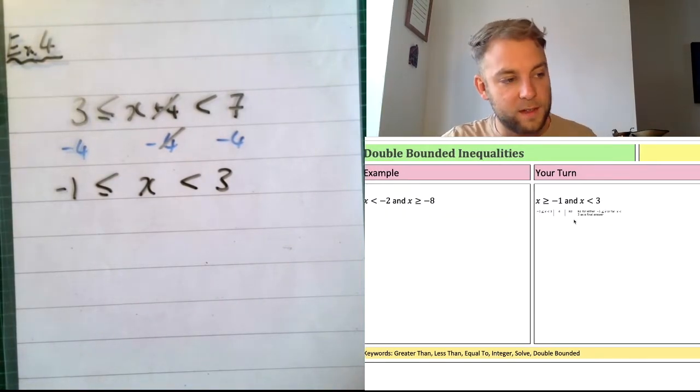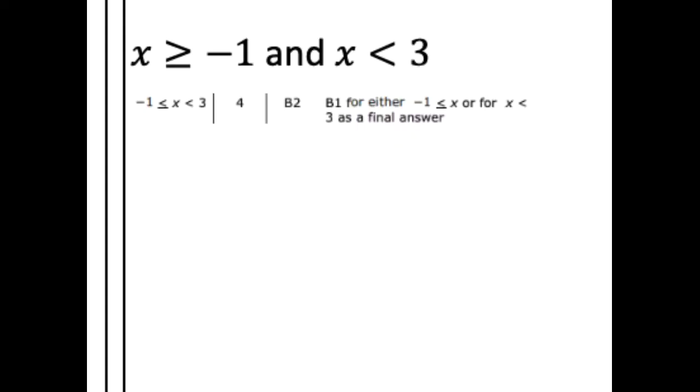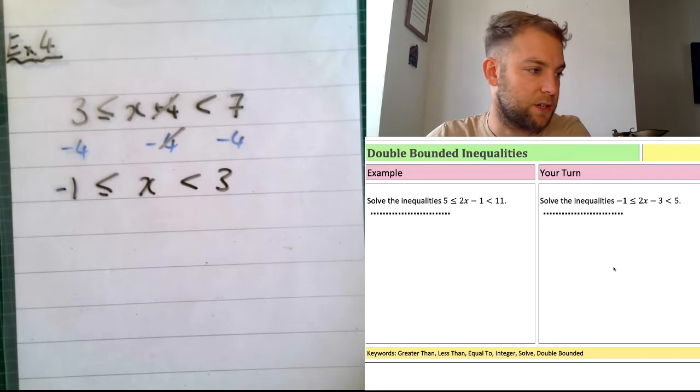So they've written it here. If you notice, I'll just zoom in a little bit on that. You can see at the top they've written it as a split, but the mark scheme wants it joined, okay? So it's negative 1 is less than or equal to x, which is less than 3. So you can write it split. However, the mark scheme does want it joined, so it's better to write it joined. Okay. So let's move on to the next question then.